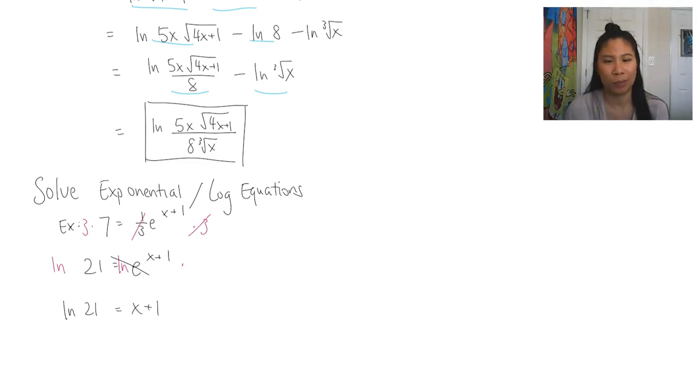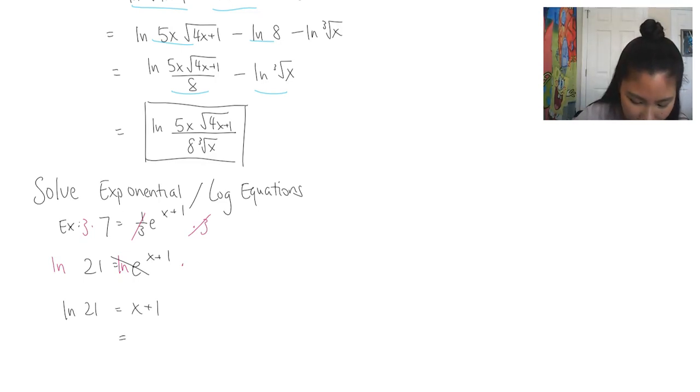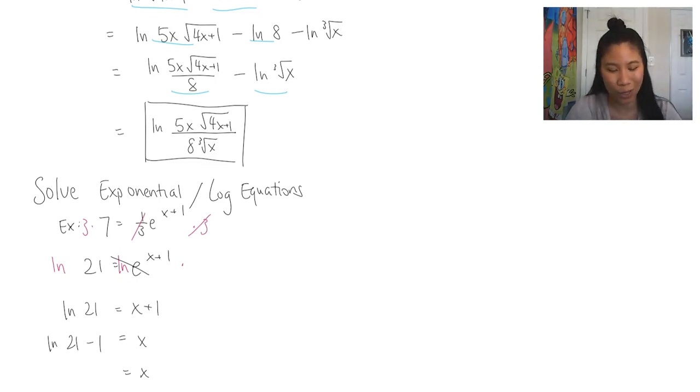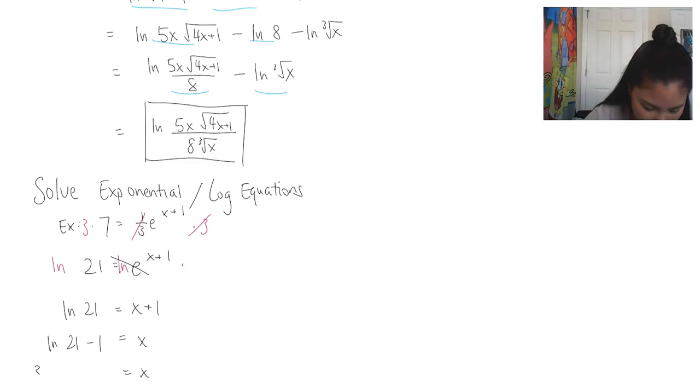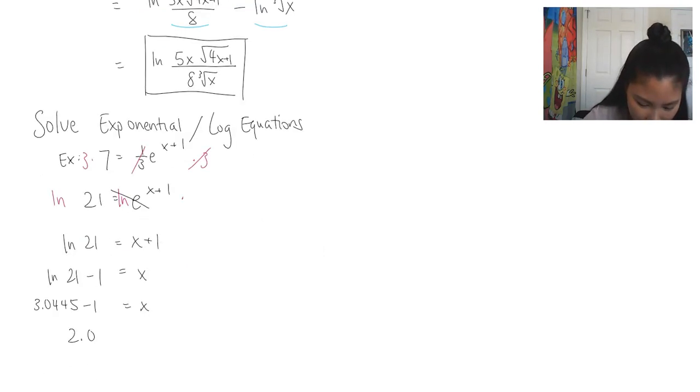Natural log of 21 is some decimal. I'm not sure what it is right now, but I'll figure that out later. And then I just want to subtract 1 from that. So make sure here that you're actually finding the natural log of 21 first before you subtract the 1, because it's not going to end up being natural log of 20. Because natural log of 21 is 3.0445. And subtracting 1 from that gives us 2.0445. And that'll be x.